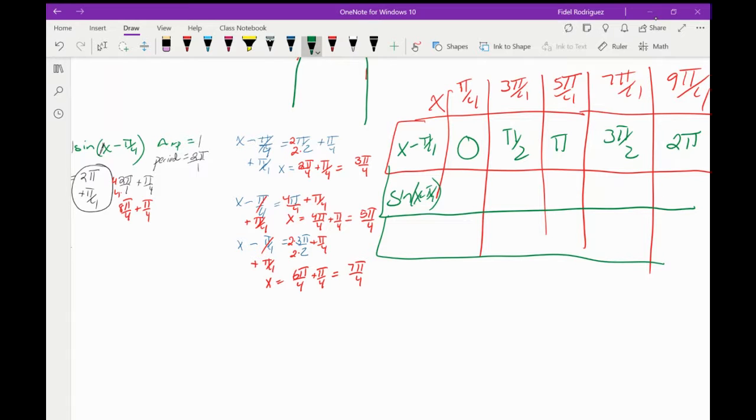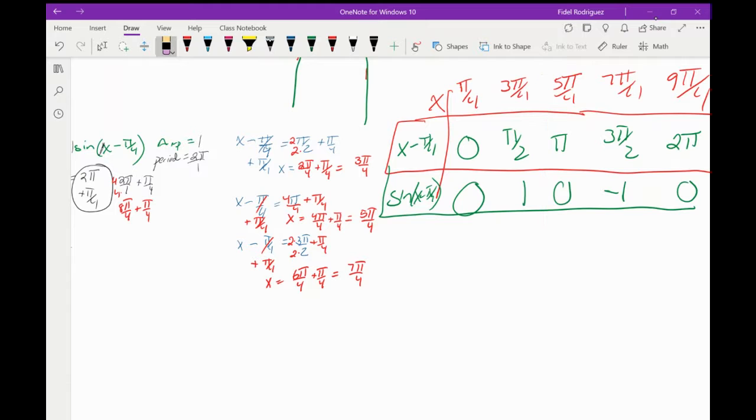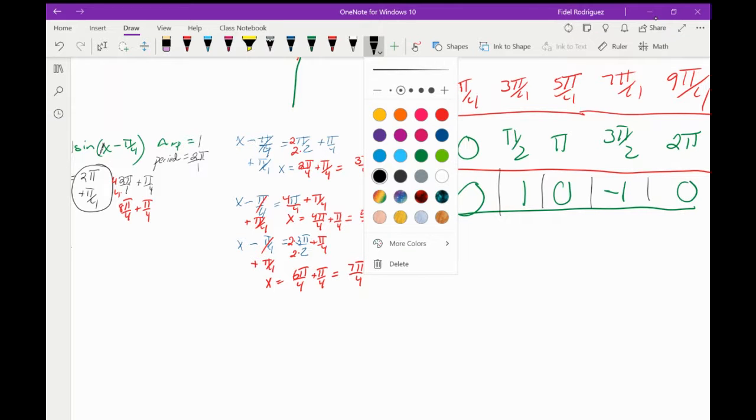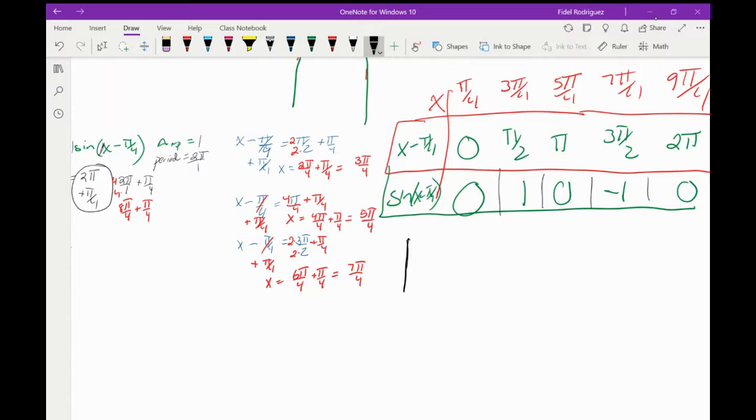So let's see, what did we say the sine of 0 was? So what's the y value over here? 0. 1, 0, -1. There we go. Okay. So now that we have that, let's go ahead and draw this. So I'm going to sketch my picture here. Okay.